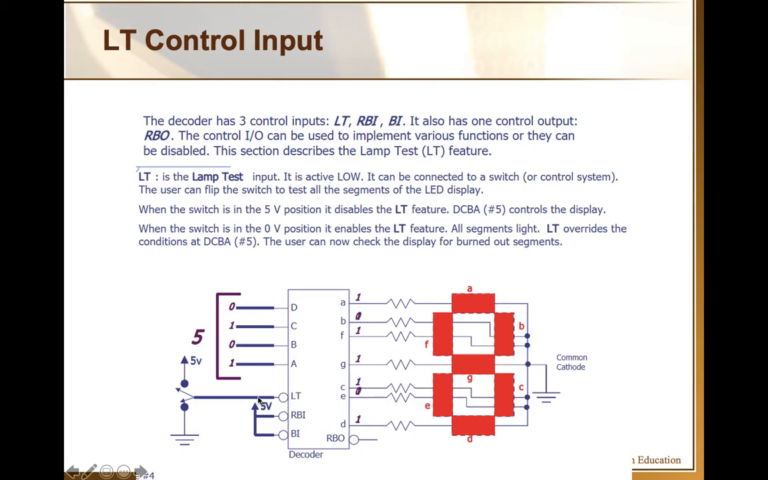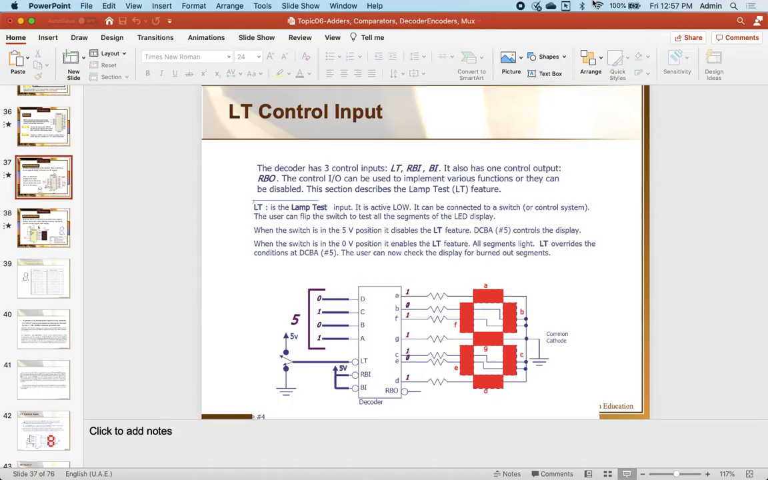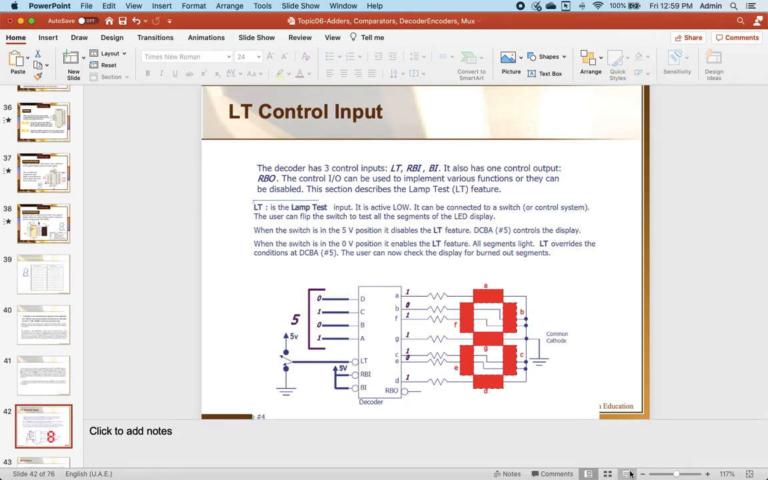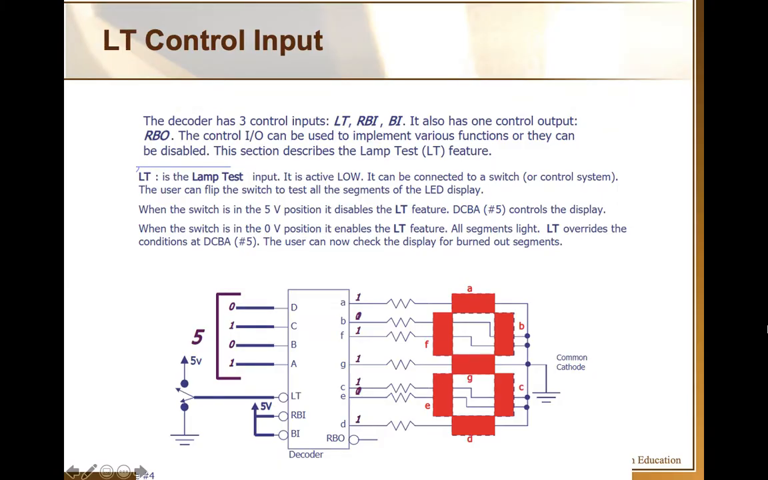As I repeat, it's low enabled. When it is connected with the ground, then all the segments light up and the input lines are overridden. However, if it is connected with 5 volts, then whatever is on the input lines is reflected on the output lines. Okay, so this is the feature of the lamp test.